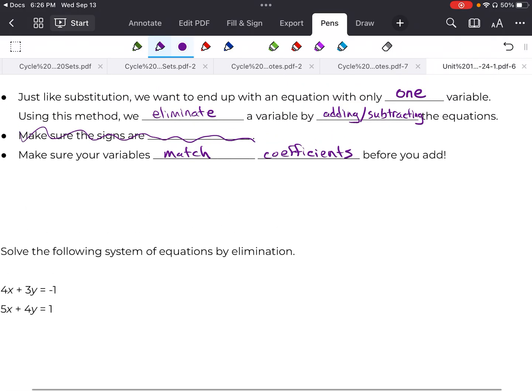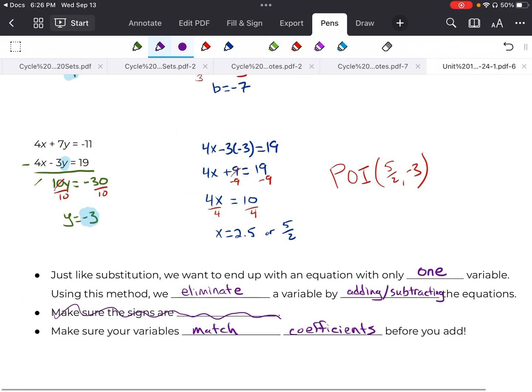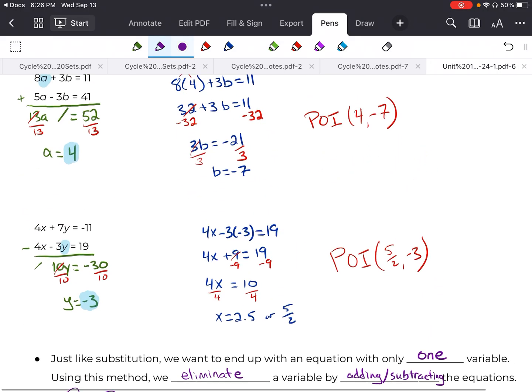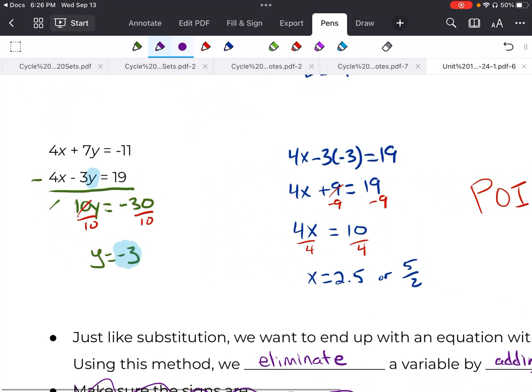Okay, the reason I crossed out the fill in the blank there, some teachers will teach you to change it so you're always adding. So the variable that has the same coefficient always has different signs, but you guys are smart enough that we can just subtract if, like in this one, the 4x's were both positive.